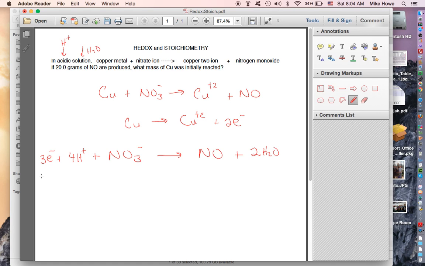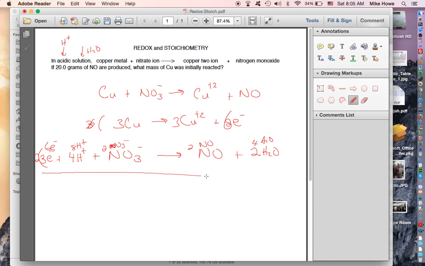All right, now we need to make the electrons even. So at the top, we have to multiply by 3, and at the bottom, we have to multiply by 2. So that gives us 6 electrons and 8 H pluses and 2 NO3s, and 2 NOs, and 4 H2Os. Up here, you're going to have 3 of these, and 6 of those.